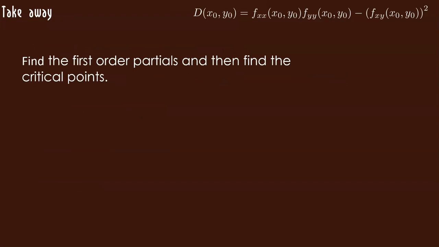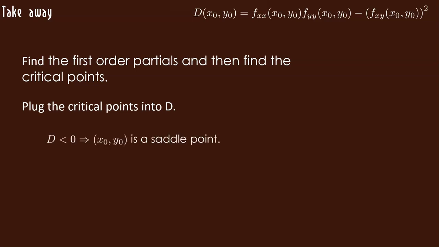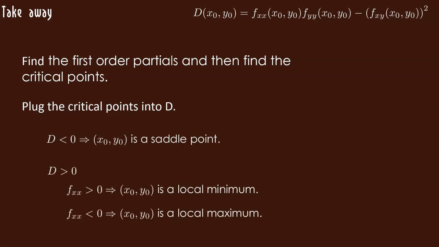Once you find the critical points, plug them into D. Once you plug them into D, if D is negative, you have a saddle point. If D is positive, you have an extrema. And f sub xx will tell you if it's a local maximum or minimum. This is the part you want to remember and the part we'll use.